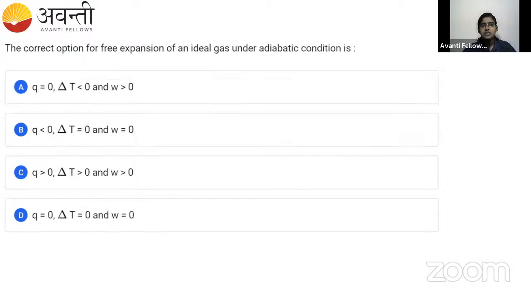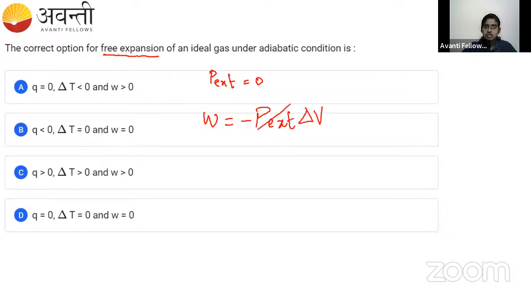The correct option for free expansion of an ideal gas under adiabatic condition is. So here the question says that it is free expansion. If it is free expansion, then the external pressure will be equal to 0. Then only it will expand so freely. If the external pressure is equal to 0, we know that W is equal to P external into delta V, right? So if P external goes to 0, then work done will also be equal to 0.